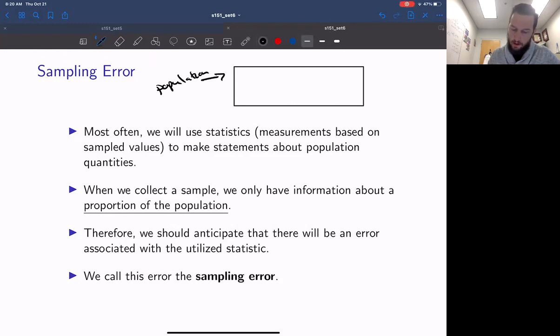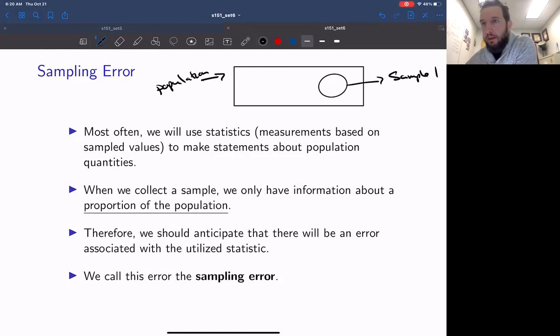And then I drew a circle inside the box, which I called sample. And this could be like sample 1. We can repeatedly sample from the population, but this would be one sample. So the sample is clearly just a subset of the population, right? It's not covering the entire box. It's only covering a portion of the box.